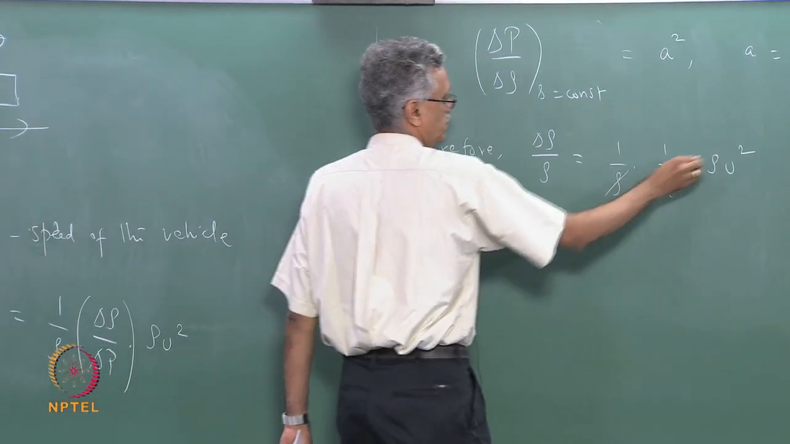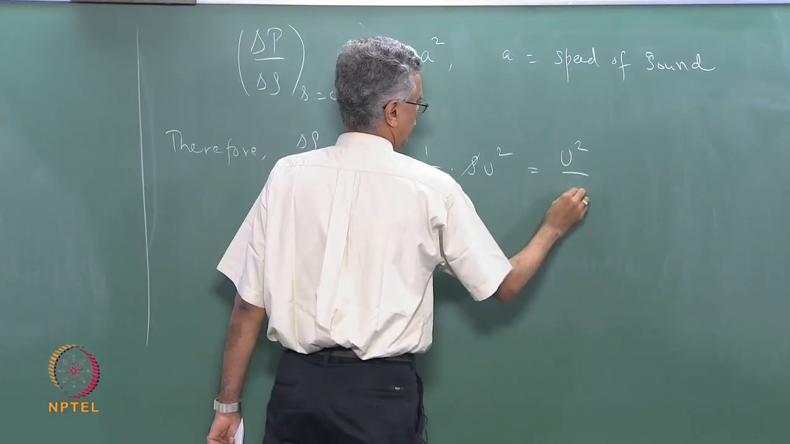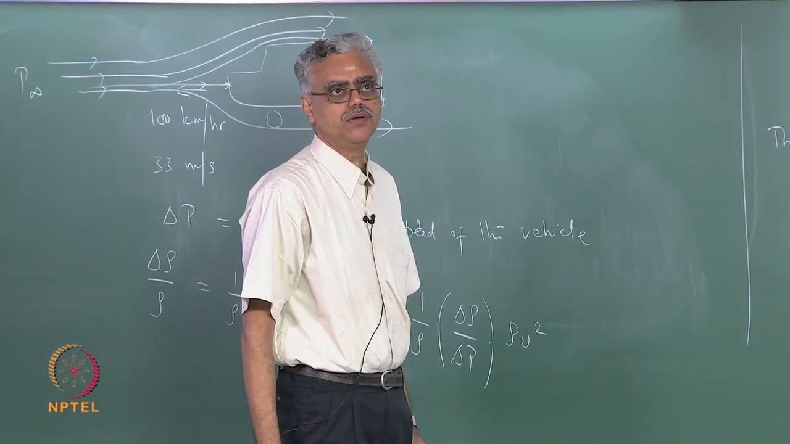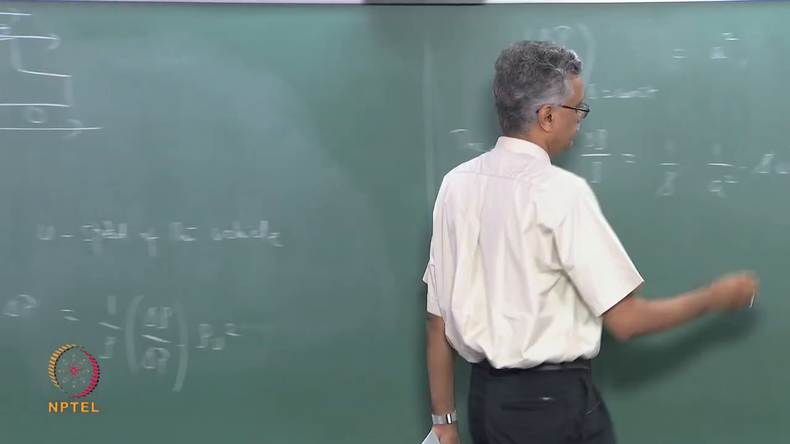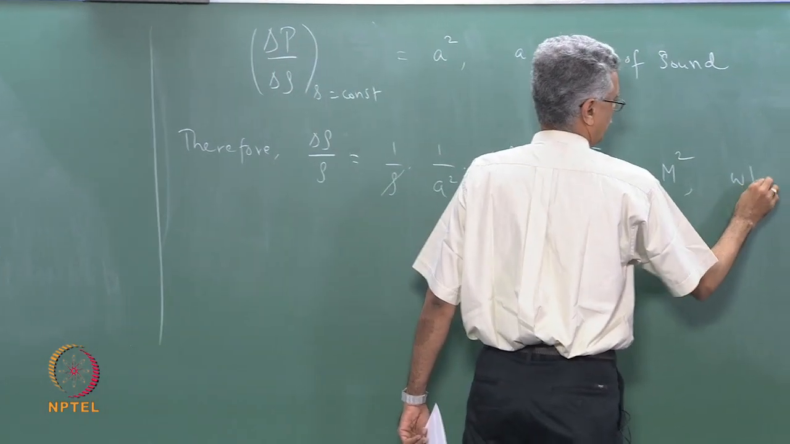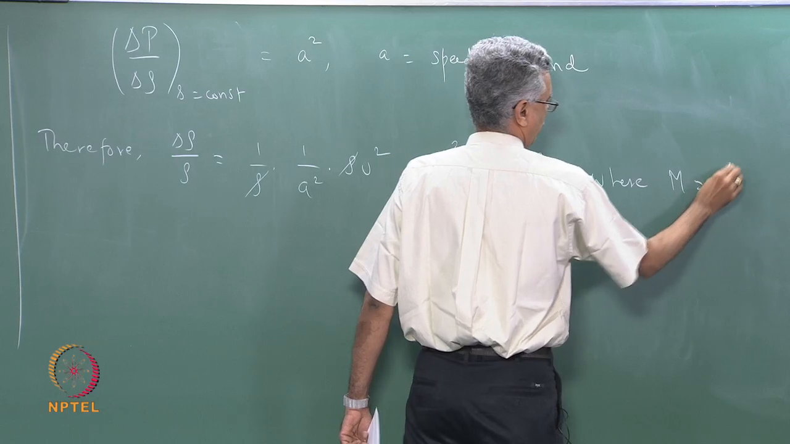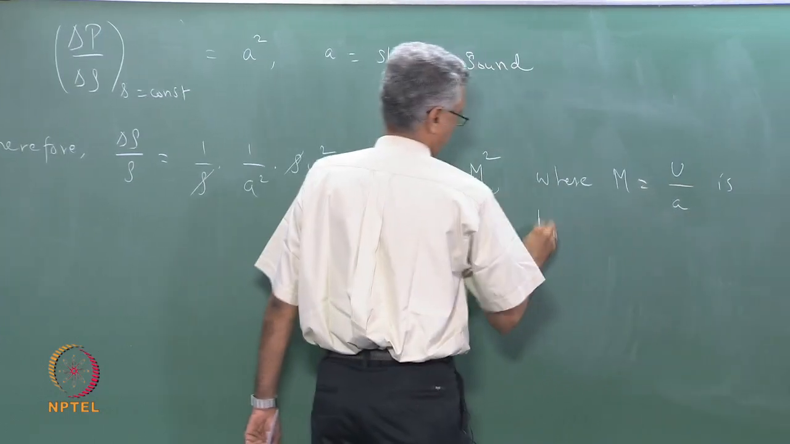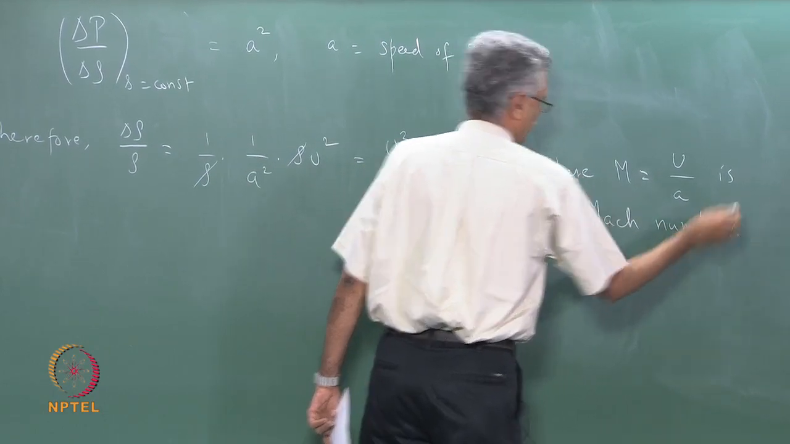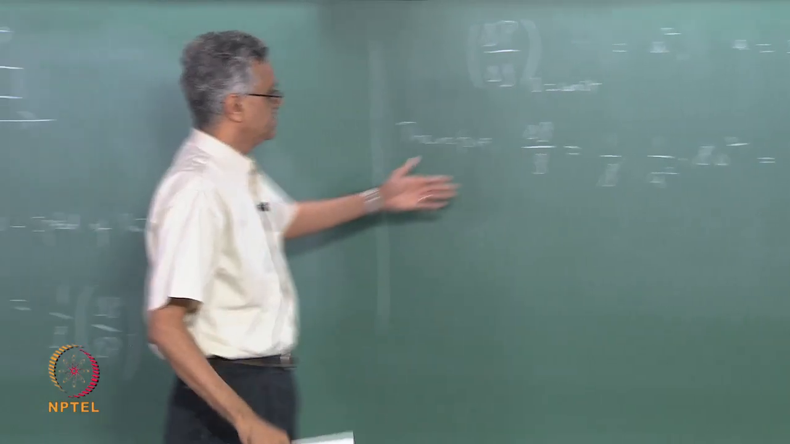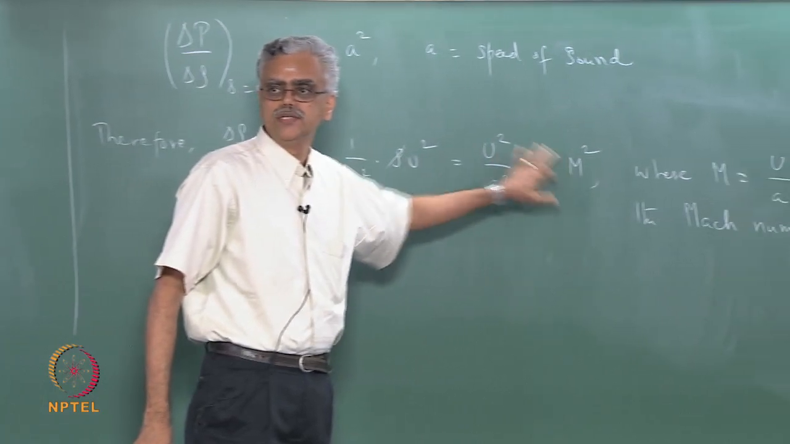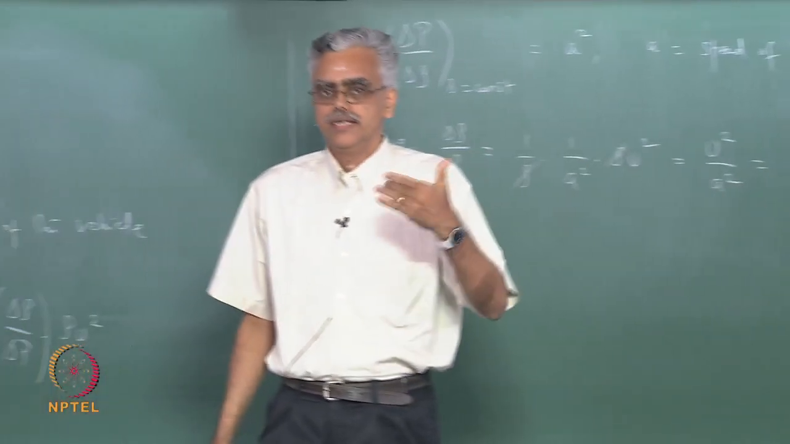so I cancel out these two quantities, I end up with the characteristic speed divided by A square, the speed of sound, which is nothing but the square of the Mach number, where M is the Mach number. So now we can see that the fractional change in density is now related to a flow quantity, right. U is the flow speed, characteristic speed in the flow, A is the speed of sound.